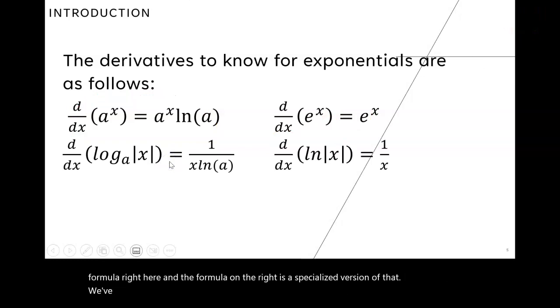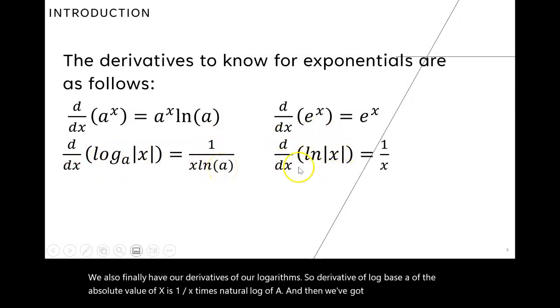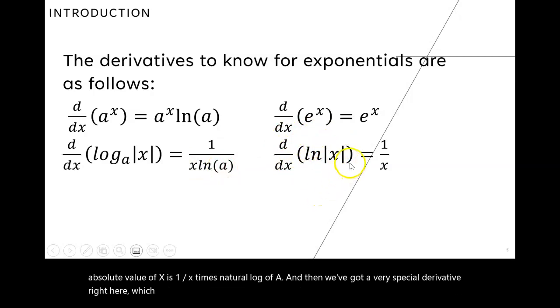We also finally have our derivatives of our logarithms. So the derivative of log base a of the absolute value of x is 1 over x times natural log of a. And then we've got a very special derivative right here, which is the derivative of natural log of x, which is 1 over x.